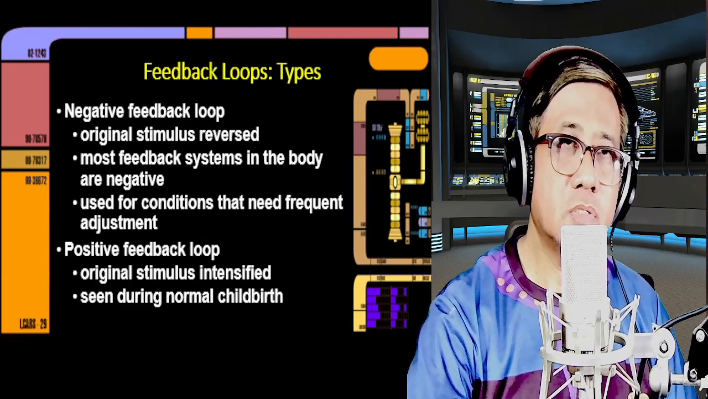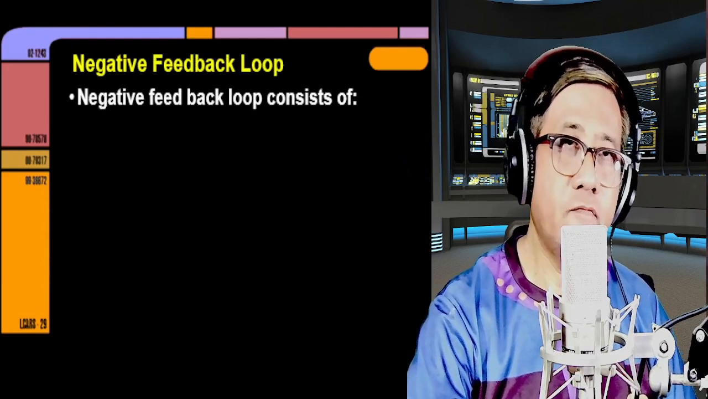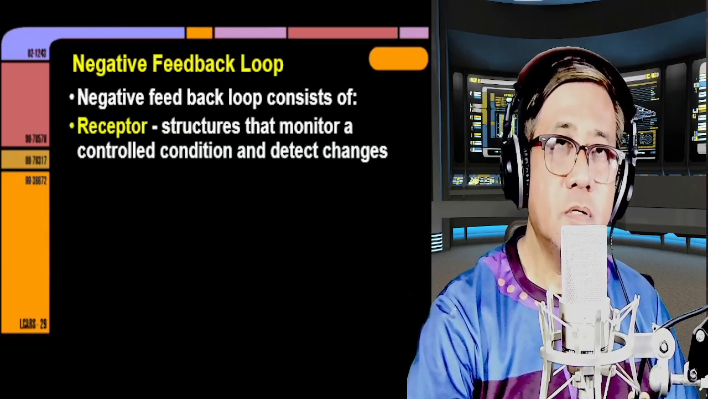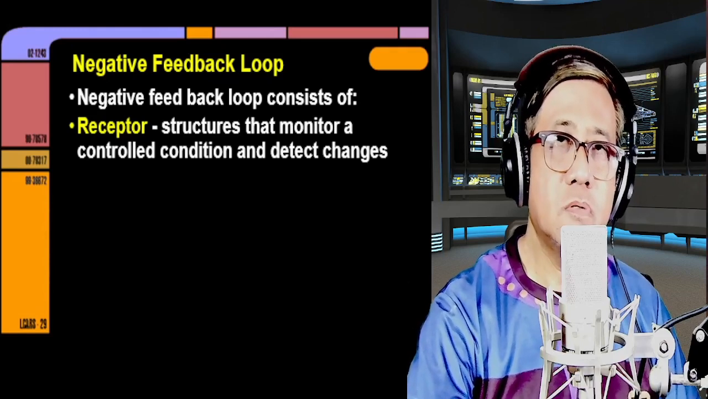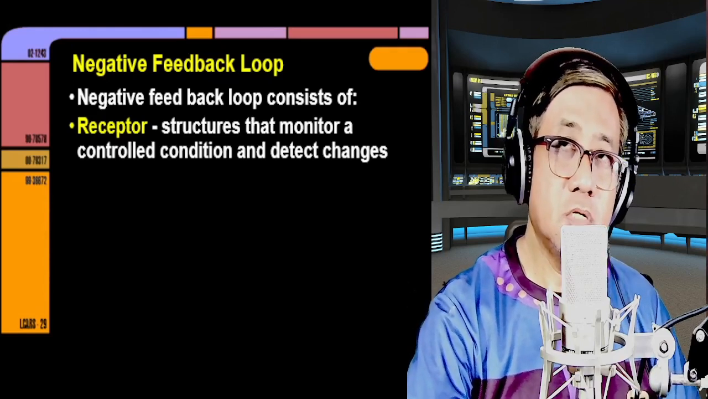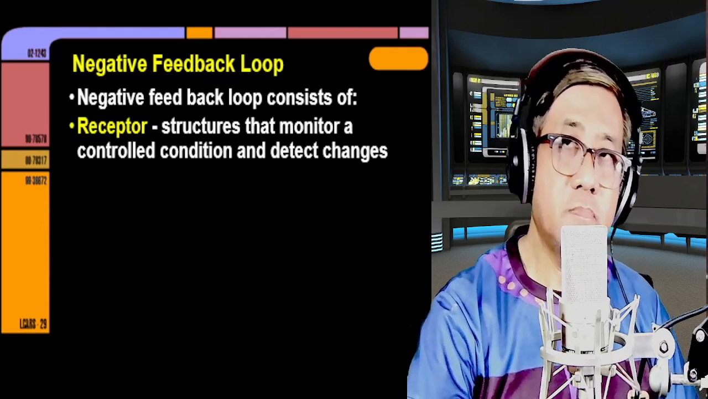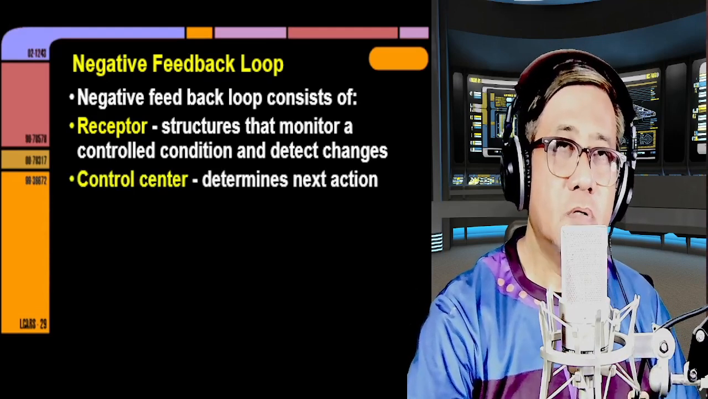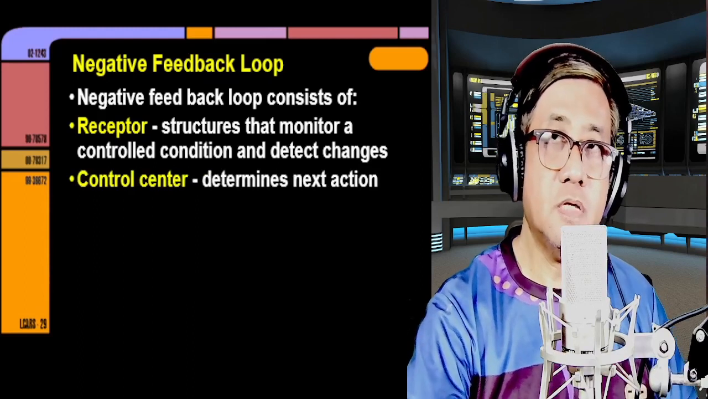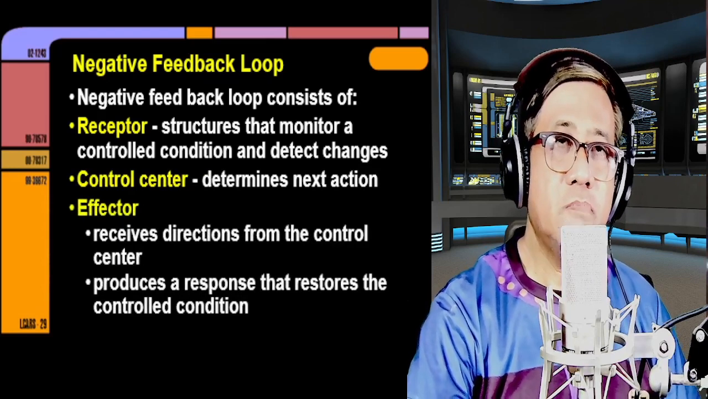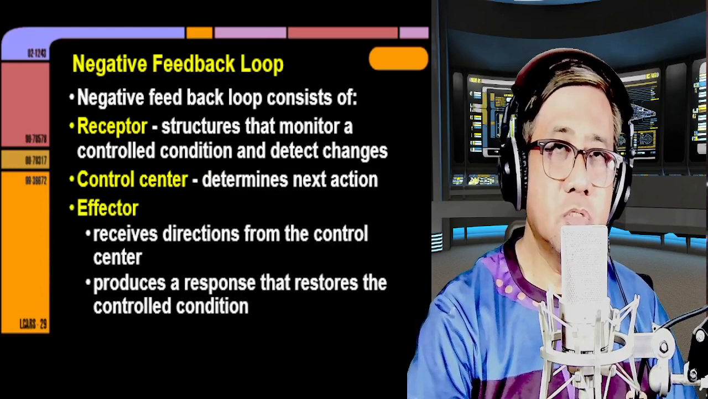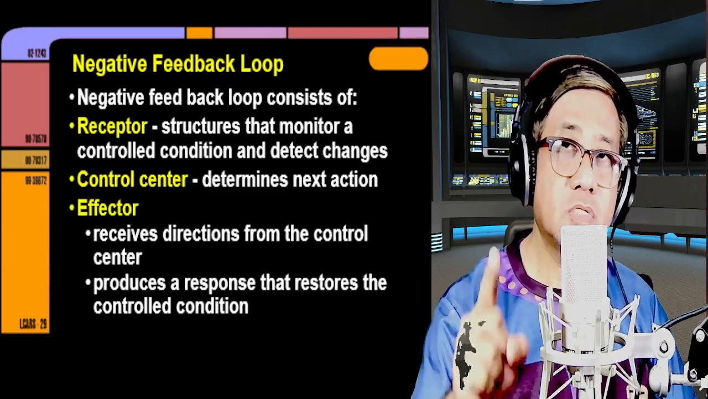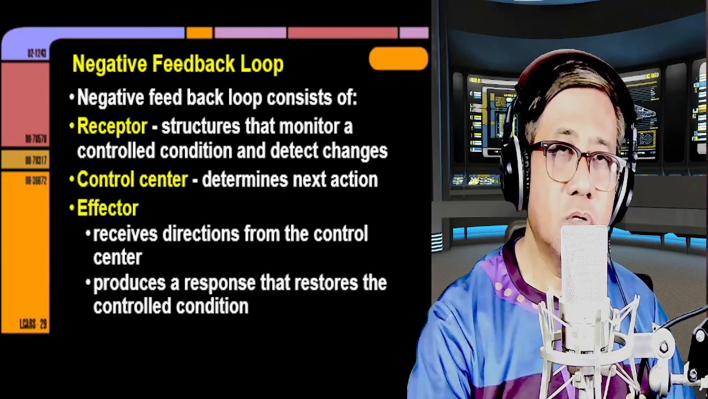Now let's go into the details of negative feedback mechanism or the negative feedback loop. So negative feedback loop is composed of the following. So we have the receptor. The receptors are structures that monitor a controlled condition and detect changes. Like for example, in our skin, there are receptors that detect any deviation or changes in external temperature. Also, we have the control center that determines the next action, like for example, the nervous system. Alright? And we have the effector. The effector receives directions from the control center like the nervous system, and the effector produces a response that restores, take note, restores the controlled condition.